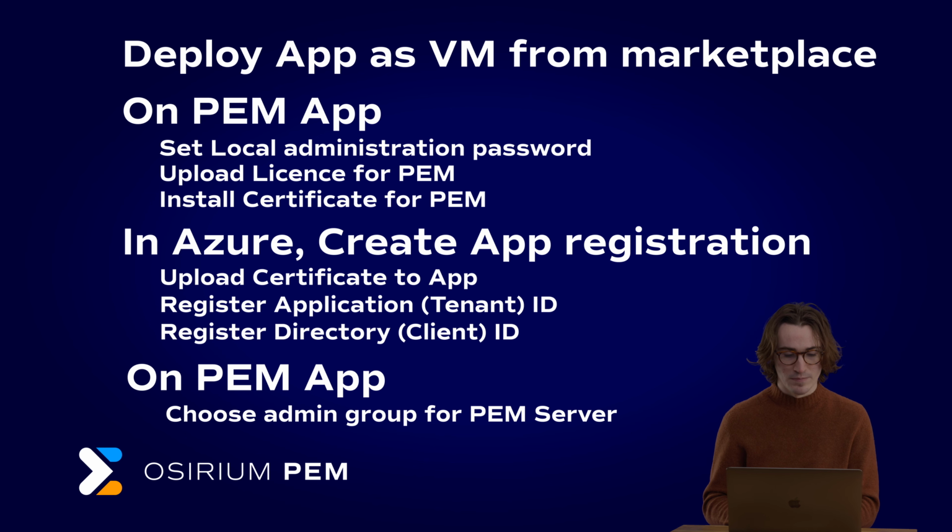and install a certificate. Then back in Azure, we'll create an app registration, where we'll provide it with the API permissions it needs, as well as setting up the authentication ahead of time. We'll also upload a certificate to the app registration, as well as taking note of our tenant and client ID. Then we can move back to the PEM app and choose an admin group for our PEM server.